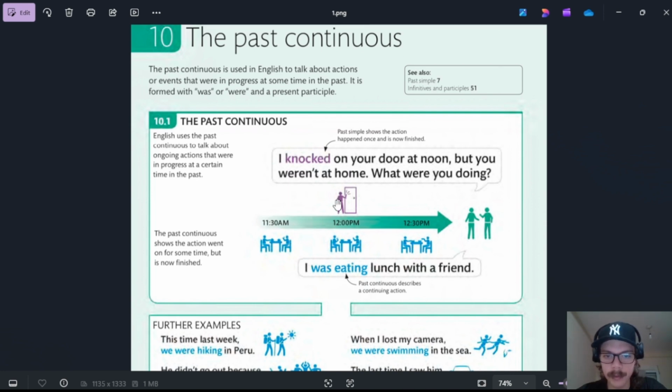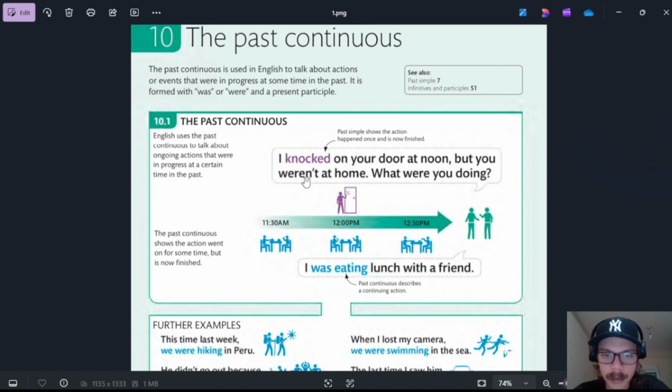I'm going to read these two examples first, and then we're going to analyze some of the changes. Okay. The first part says, I knocked on your door at noon, but you weren't at home. What were you doing? And in the second example, I was eating lunch with a friend. The first thing I want to point out, this example here is using this timeline, as you can see, because we're going to be describing the difference between the simple version, which is here in purple, and the continuous version, which is here in blue.